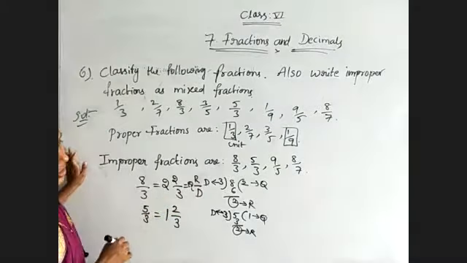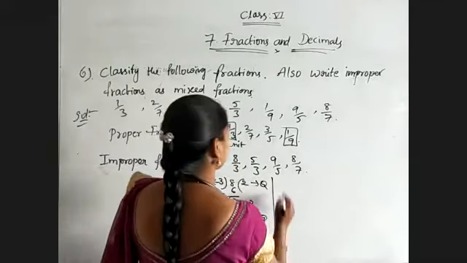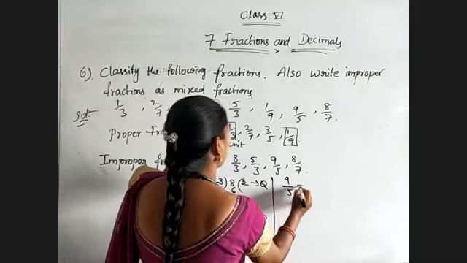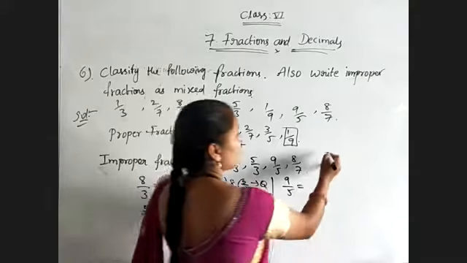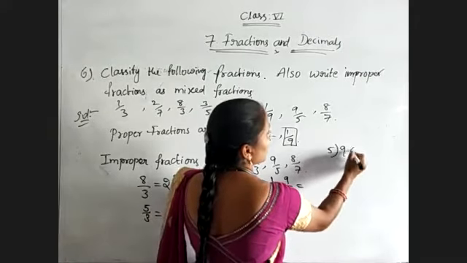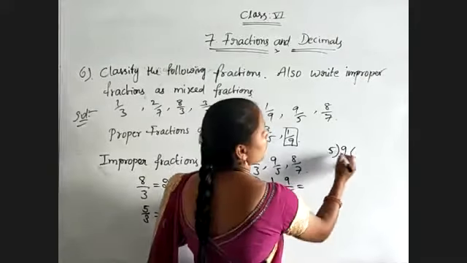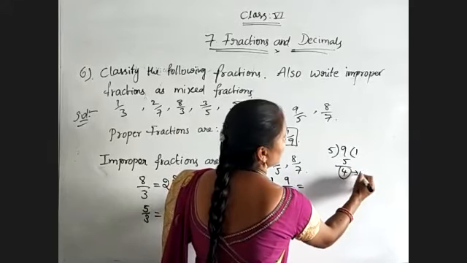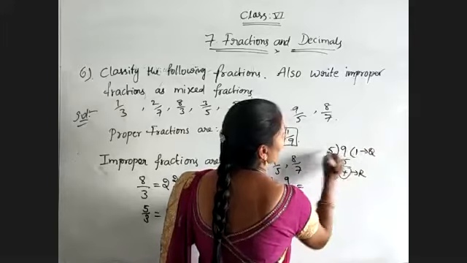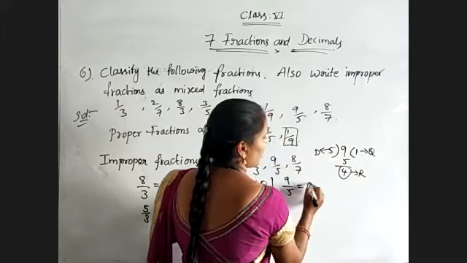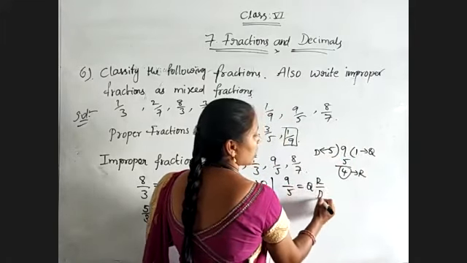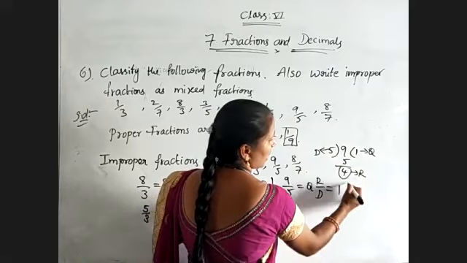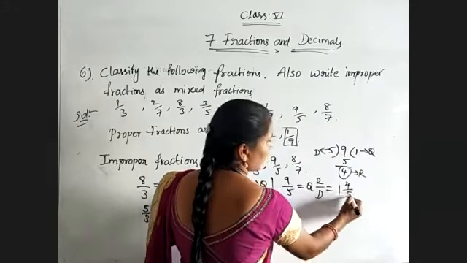Coming to the next question, 9 by 5. For 9 by 5, how we have to divide? We need to divide 9 with 5. So 5 ones are 5. 4 is left. Remainder, quotient, divisor. So QR by D. Q value is 1, R value is 4, D value same, 5 only.